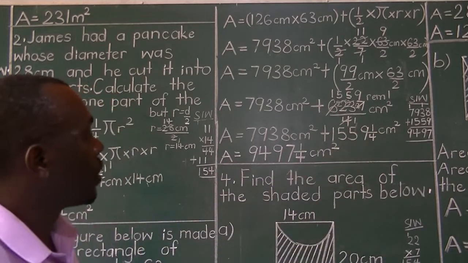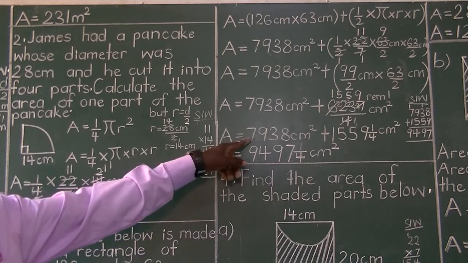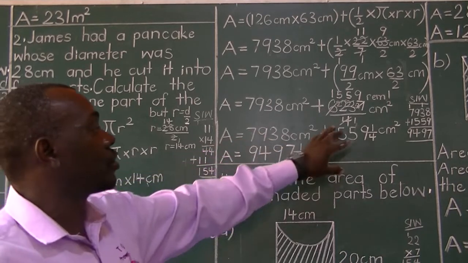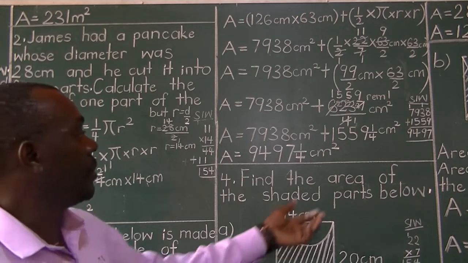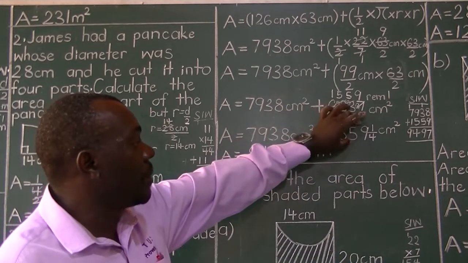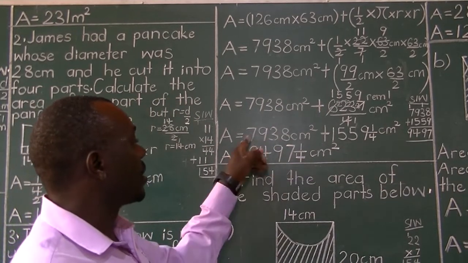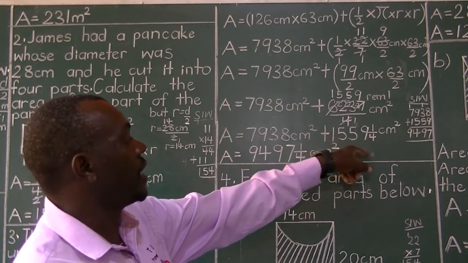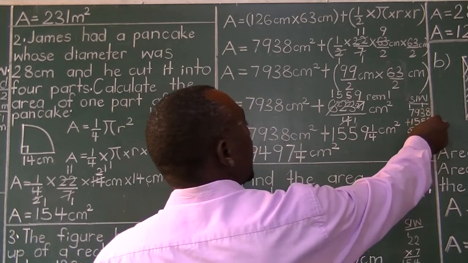So that is 1,559 and a quarter centimeters squared as the area of this semicircle. So we already got the area of the rectangle as 7,938 centimeters squared. So plus that one. In addition of whole numbers and mixed fractions, we add the whole numbers first, then later we add the fraction. So we add 7,938 and 1,559 first.